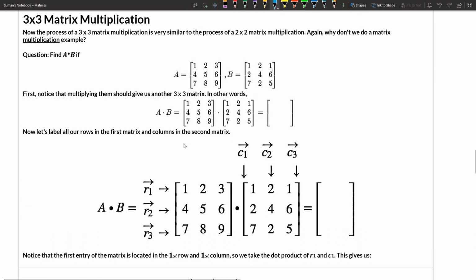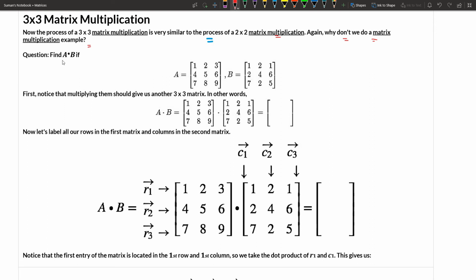Next we are proceeding to the 3 cross 3 matrix multiplication, and that is also very similar to the process of 2 cross 2 matrix multiplication. Again, why don't we do a matrix multiplication example?